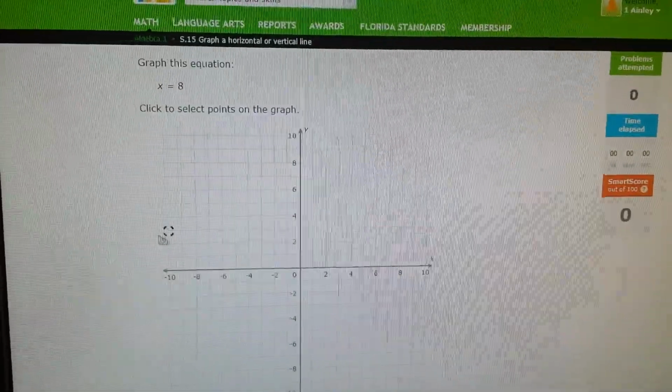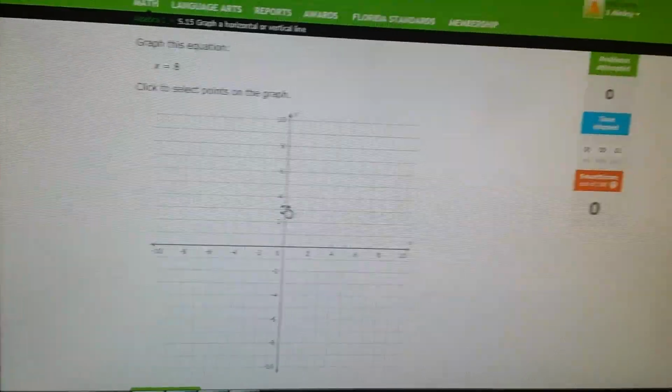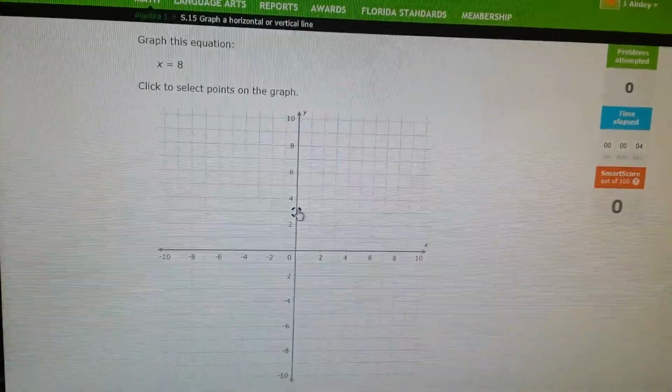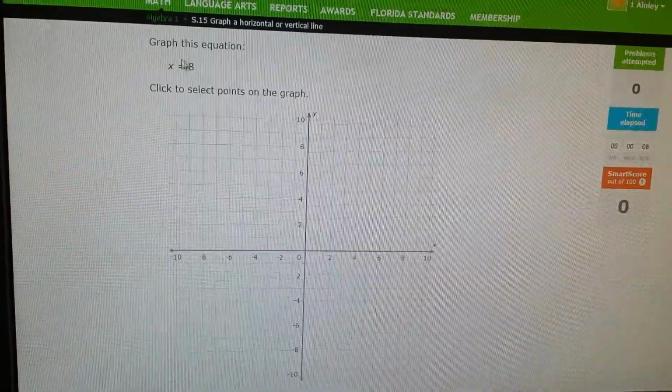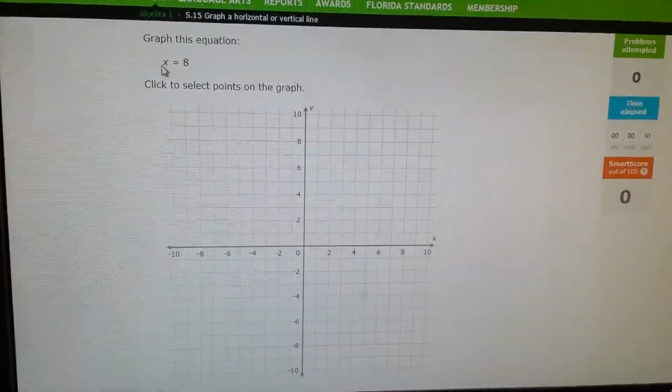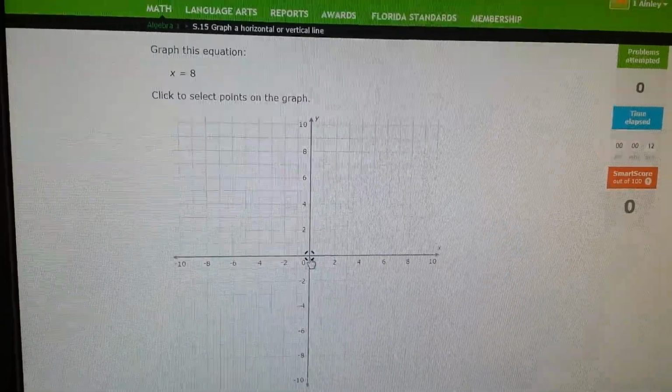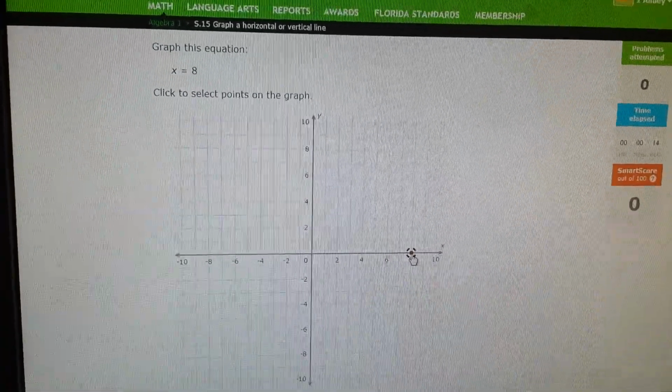Graph a horizontal and vertical line, because if you can't do this, you're not going to be able to do the reflections. Alright, so it says graph x equals 8. What I want you to remember is always opposite of whatever you think. So you're going to find where x is equal to 8. X is equal to 8 here. You put your first point there.